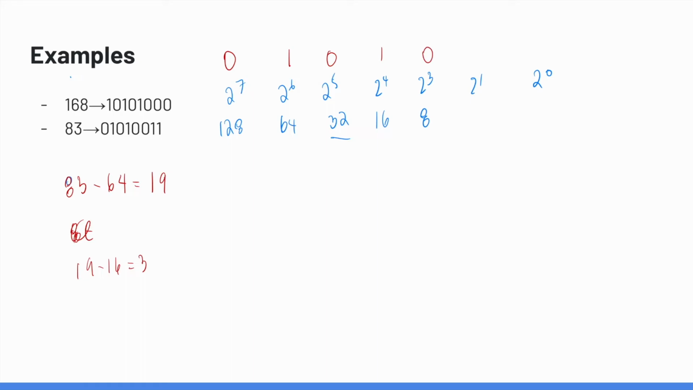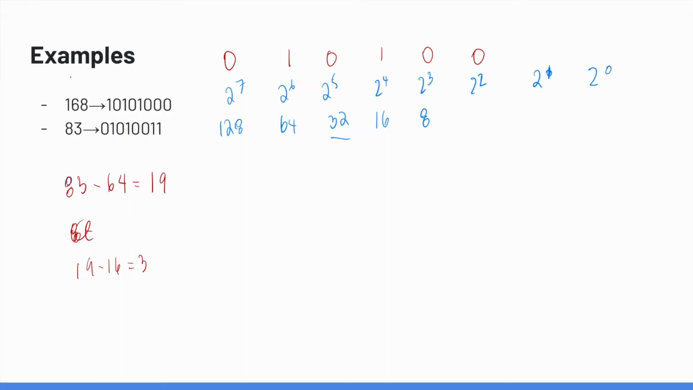Next we're going to have 4. Oh, did I miss something? Oh, I missed 2 to the power of 2, my bad. So you should have 2 to the power of 2, 2 to the power of 1, and 2 to the power of 0. Anyway, we're going to have 4, which is again too big to fit into 3. So we're going to put a 0 right there.